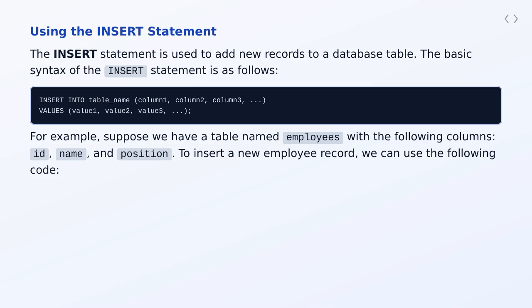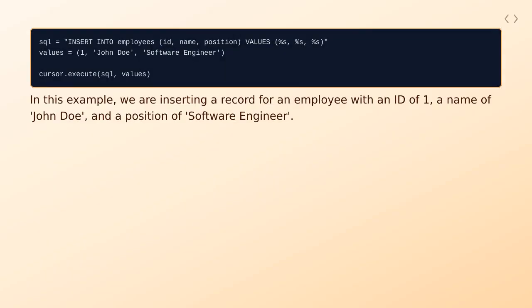For example, suppose we have a table named employees with the following columns: ID, name, and position. To insert a new employee record, we can use the following code. See the example on this slide. Pause if you want to study the details. In this example, we're inserting a record for an employee with an ID of 1, a name of John Doe, and a position of software engineer.